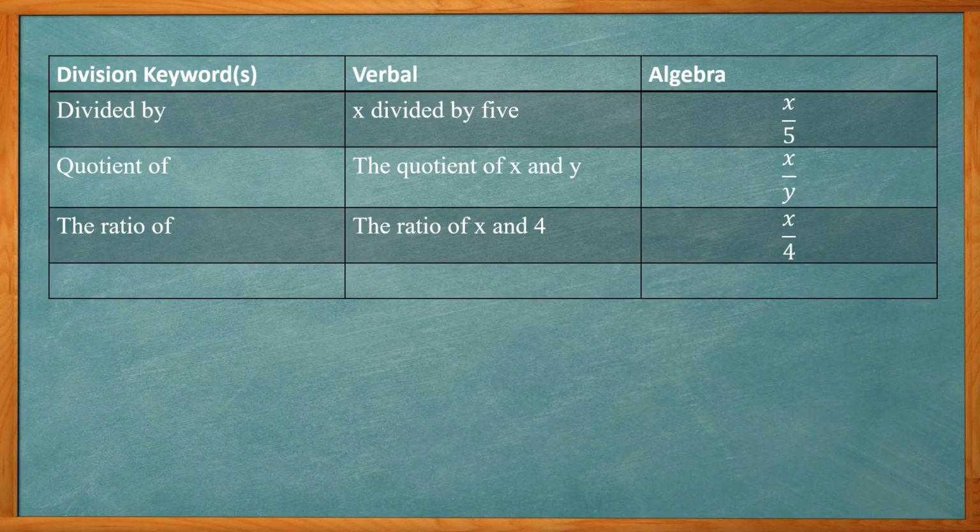Now for division, if you hear divided by, as in x divided by 5, that's going to be x over 5, or x divided by 5. Quotient of, the quotient of x and y, it could be x over y or x divided by y. Or if you hear the ratio of x and 4, that will be x over 4, x divided by 4. So for division, if you hear divided by, the quotient of, or the ratio of, that will signal to you that you need to divide.